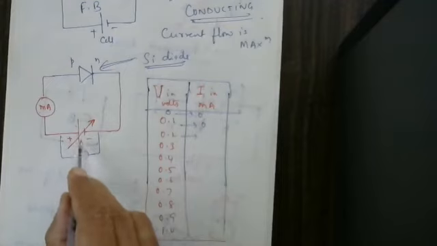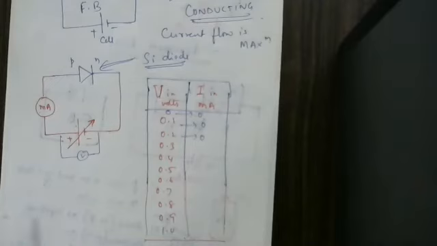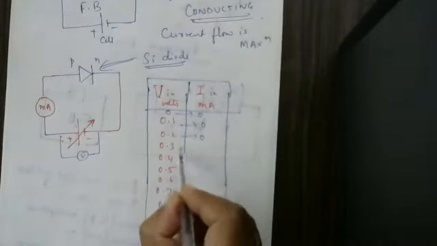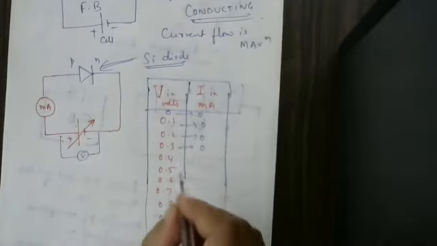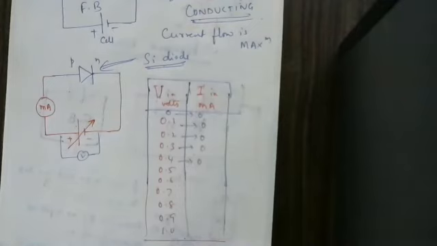At 0.2 volts you increase here. See the current: 0. No current because electrons are not moving. At 0.3 volts, current is 0. At 0.4 volts, current is 0 because it is made up of silicon. Junction potential is 0.6, 0.7 volts.